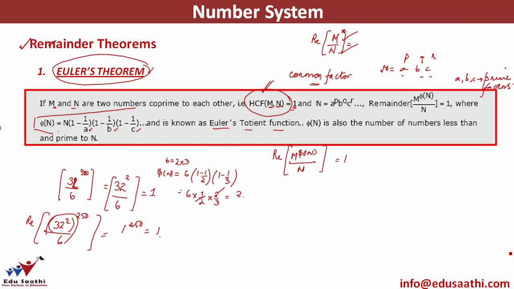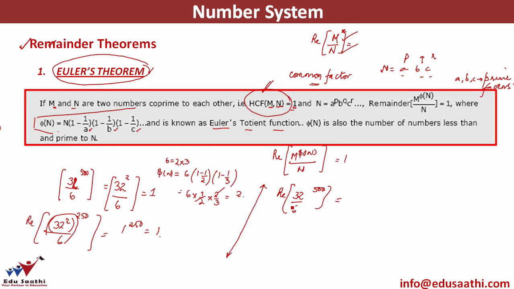now if you look here, is the HCF of m and n 1? No. So, the way that we have applied Euler function is an incorrect way. The first thing that we have to do is divide 32 with 6.